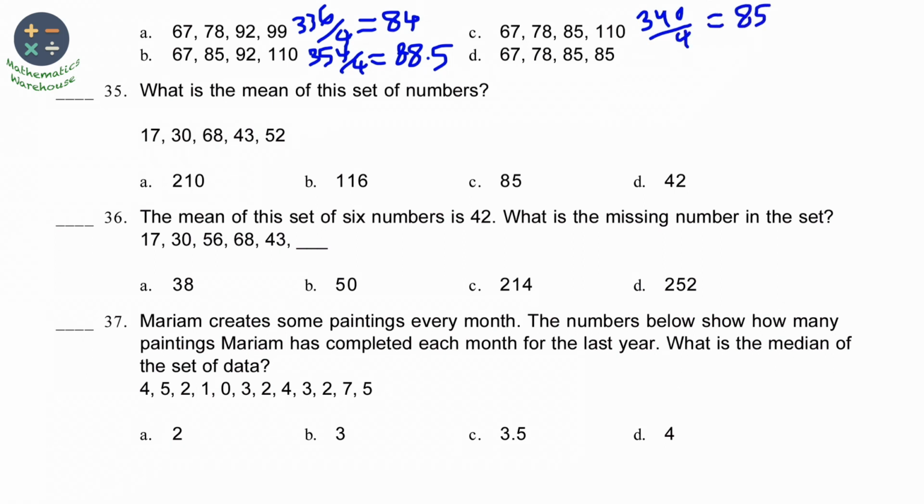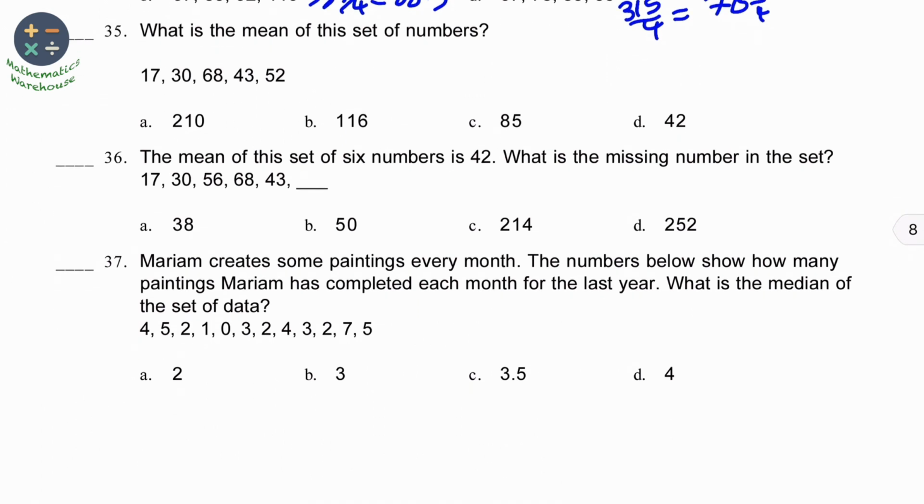So the answer would be 85. And the last one, the total will be 315 divided by 4. The answer is 78 and 3/4. So now the right answer is C.